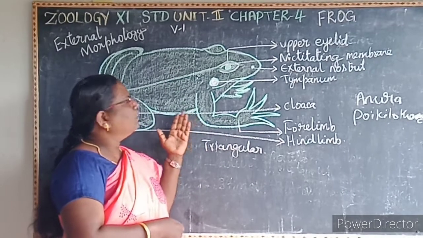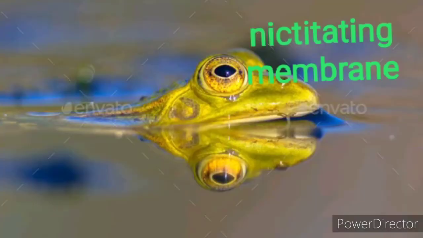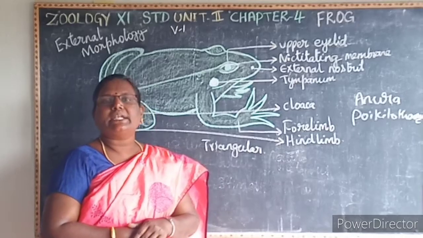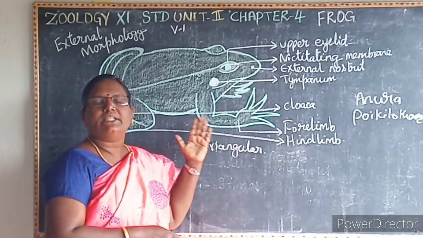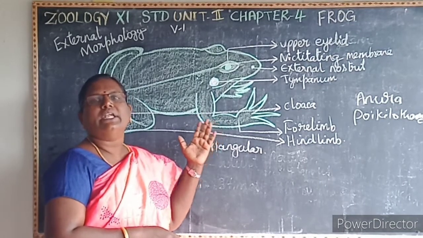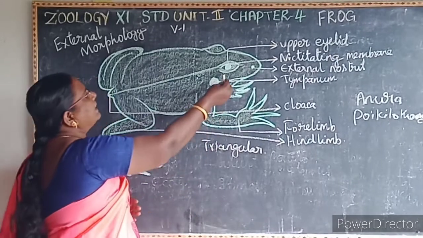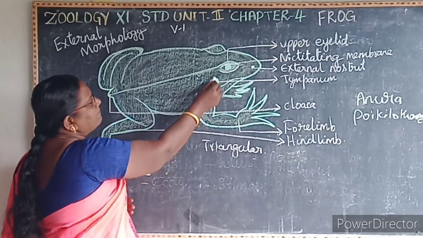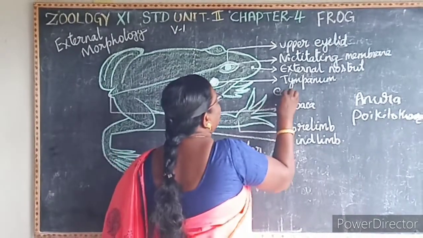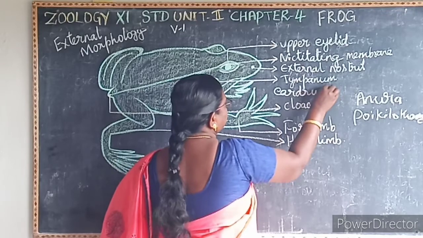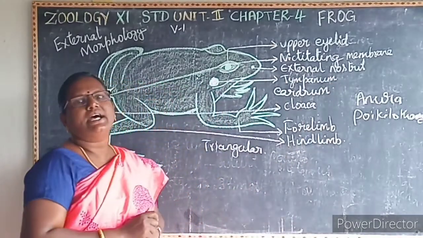When the animal is under water, the eyes are protected by a third membrane. That is known as the nictitating membrane. Then behind the eyes, a pair of tympanic membranes is present. The tympanic membrane forms the eardrum, and there are no external ears.